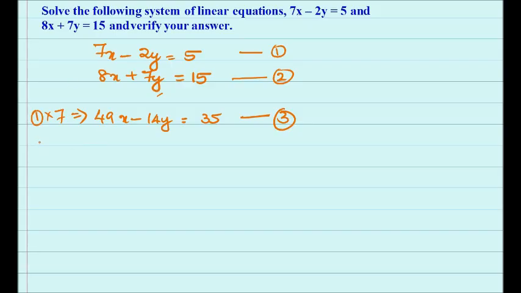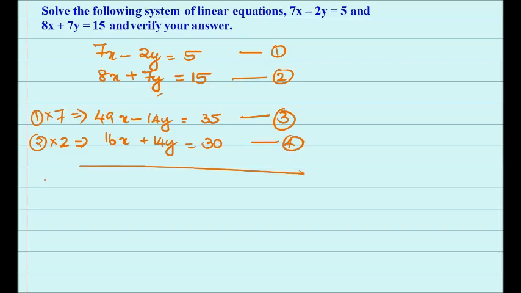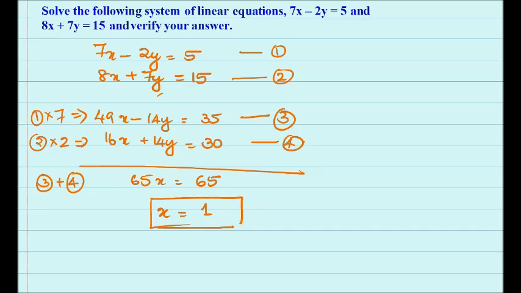Now the second equation, we will multiply by 2. That implies 16x plus 14y is equal to 30. Now adding 3 and 4, we will get 65x is equal to 65. That means x is equal to 1. So we eliminate the y term and find the value of x as 1.